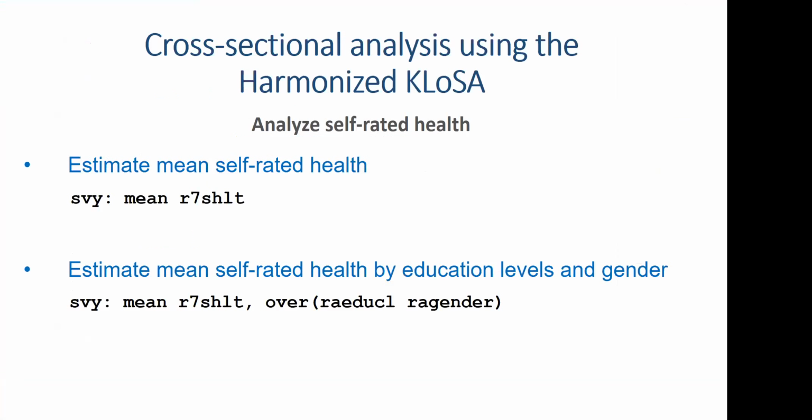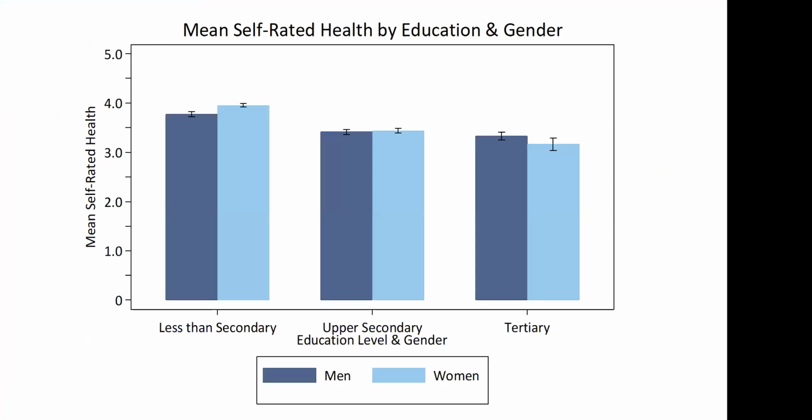So if we look at these levels of self-rated health by gender and education visually, we can see that the least educated in South Korea have higher scores, meaning they report worse health than more educated individuals. We also don't see a clear trend happening between genders. Sometimes women have higher scores than men, especially in the least educated, and sometimes women have lower scores than men, like among those with tertiary education.